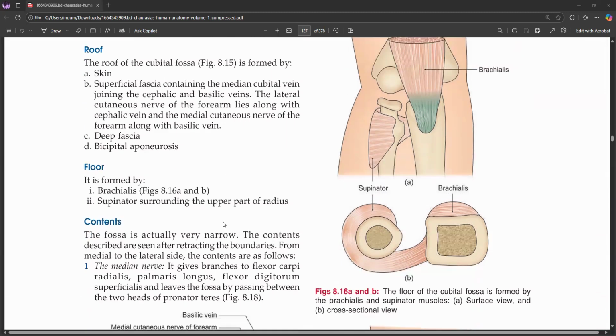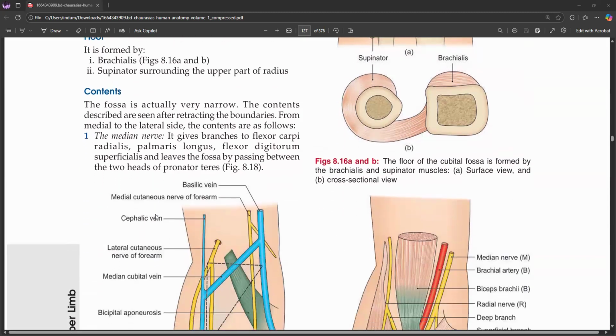Roof. The roof of the cubital fossa, figure 8.15, is formed by skin, superficial fascia containing the median cubital vein joining the cephalic and the basilic veins. The lateral cutaneous nerve of the forearm lies along with the cephalic vein and the medial cutaneous nerve of the forearm along with the basilic vein. Deep fascia, bicipital aponeurosis. Floor. It is formed by brachialis, figures 8.16a and b, and supinator surrounding the upper part of the radius.